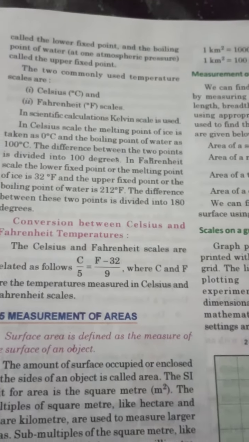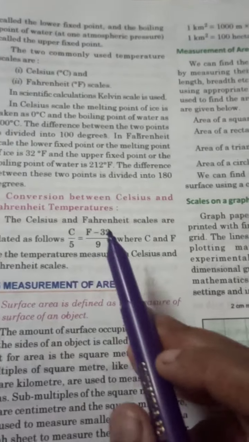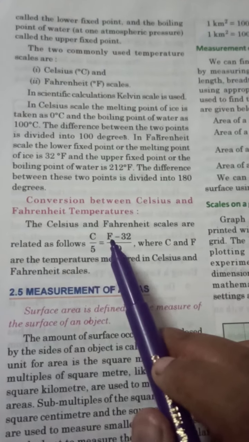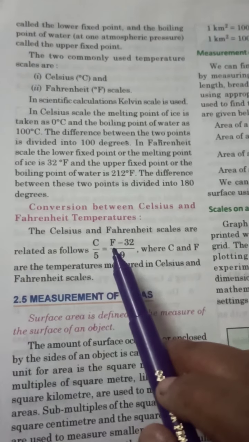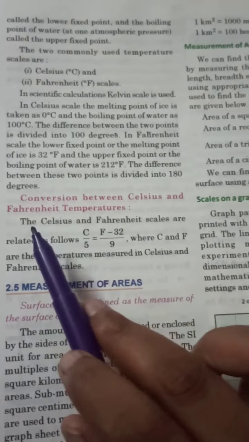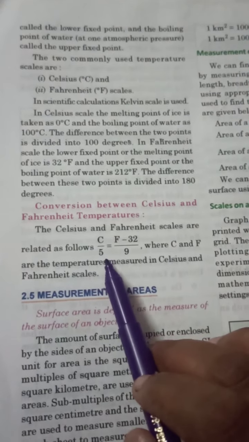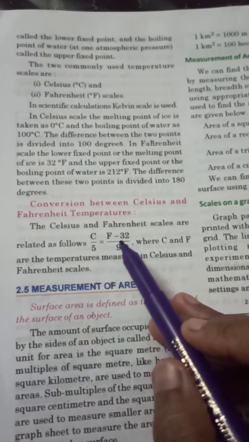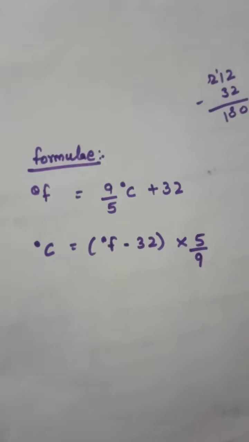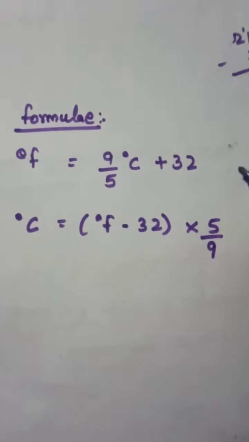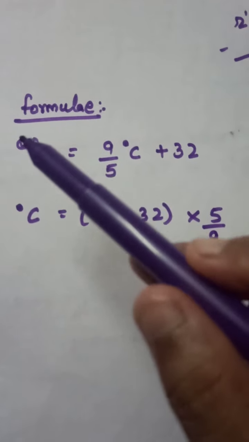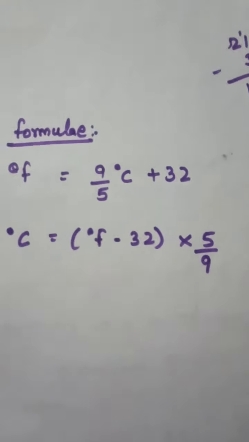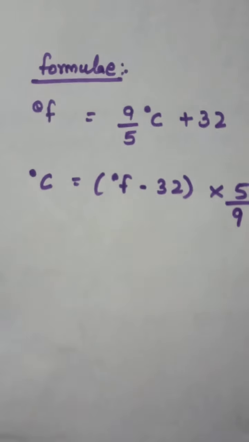Now, conversion between Celsius and Fahrenheit. This is the formula. I hope you all remember it very well. We have used it in our maths in 5th standard also, right? The Celsius and Fahrenheit scales are related as follows: C upon 5 is equal to F minus 32 upon 9. Yes, students, these were the formulas which we have already used in 5th standard. Degree Fahrenheit is equal to 9 upon 5 degree Celsius plus 32, and degree Celsius is equal to F minus 32 into 5 upon 9.